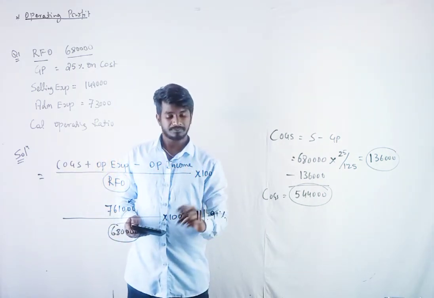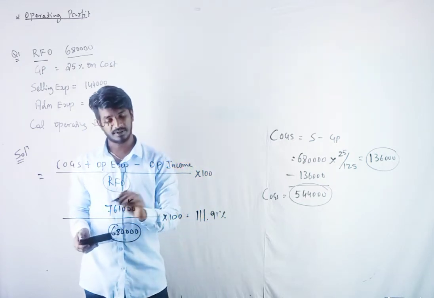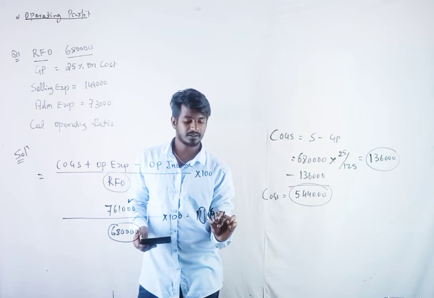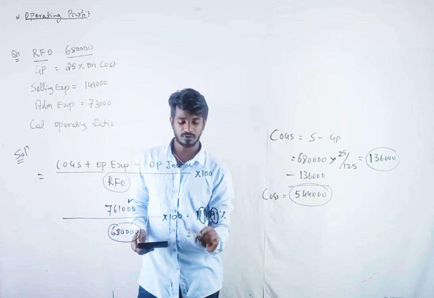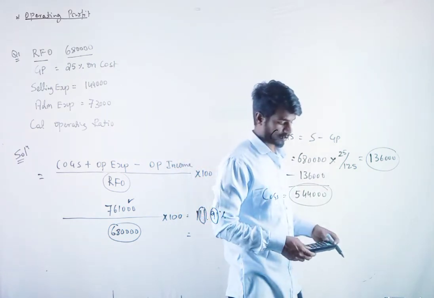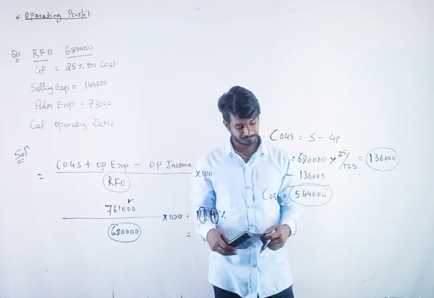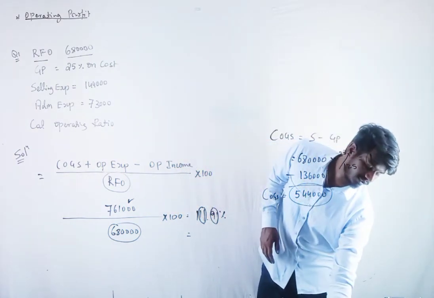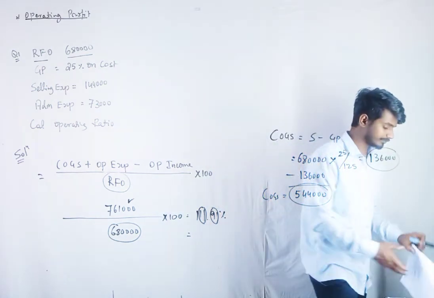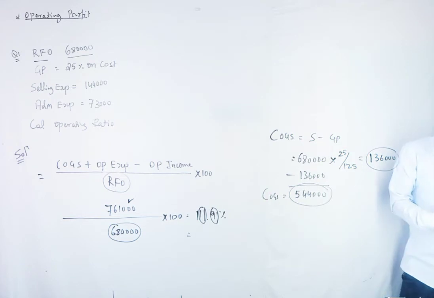111.91% is the expenses, which means we are having 11.91 percentage of loss, additional loss. Right, the question is done. You can take down the question or solution. We'll move on to the next question.